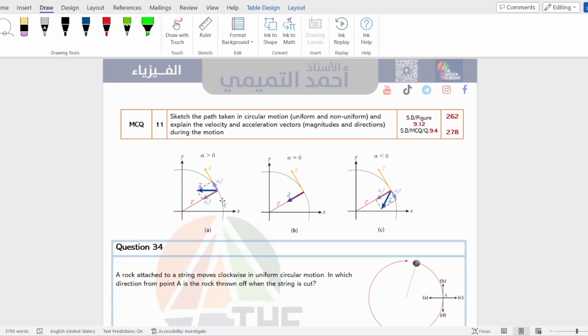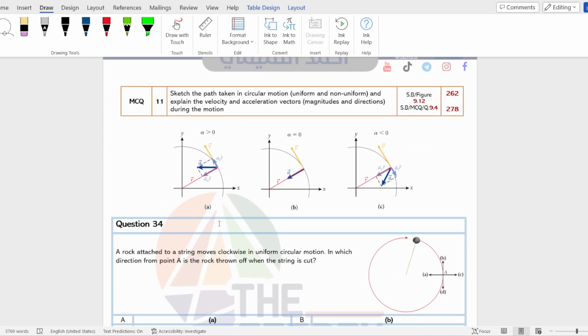Let's go now to part 11 in the exam. In this part, we will sketch the path taken in circular motion, uniform and non-uniform, and explain the velocity and acceleration vectors, magnitudes and directions during this motion. طبعا ذكرنا مسبقا بأنه if we have 3 different cases, in the case 1 we have a positive angular acceleration, then we have 2 components for the acceleration itself, the tangential acceleration and the radial acceleration, which is the centripetal acceleration. And the magnitude of the acceleration itself will be between both.